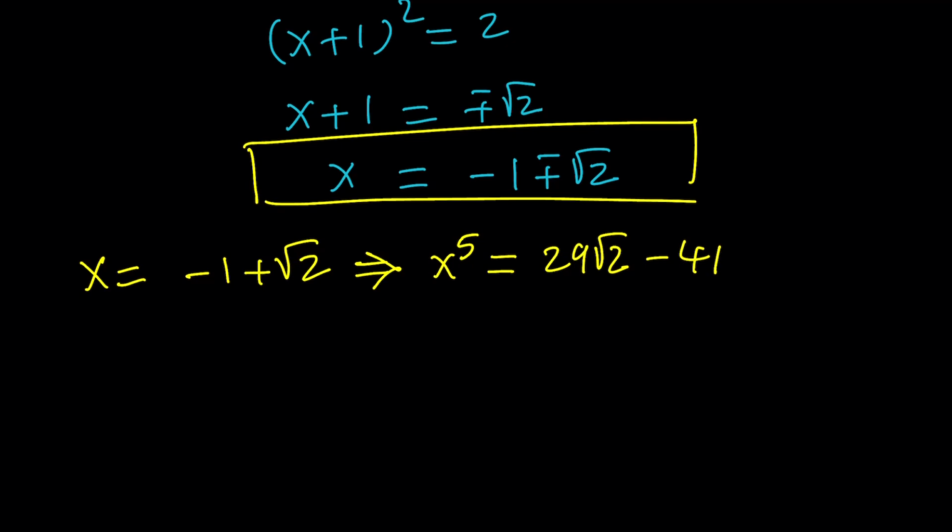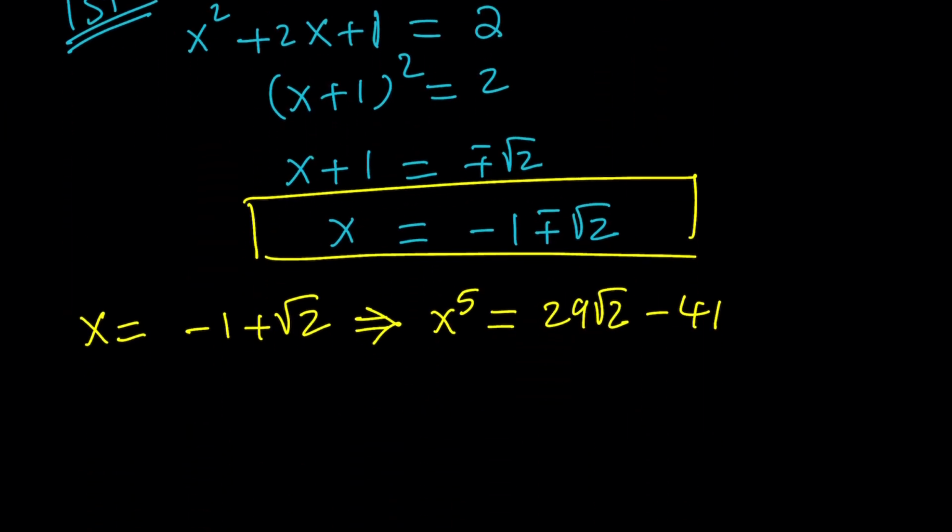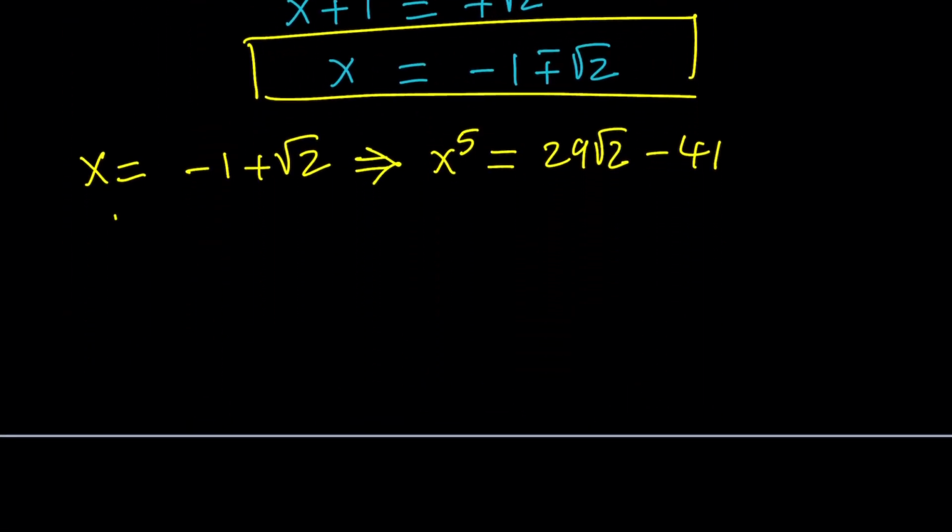Obviously, when you get an expression like a root 2 plus minus b, and when you raise it to any power, you're going to get a number of the same form. And those numbers make up an interesting structure in algebra, but that's a different story. Anyway, this is x to the 5th power, but I do need x to the 5th minus 1 over x to the 5th. So I also need the reciprocal of this, but that's kind of easy because the reciprocal of a radical expression is basically the reciprocal of the conjugate. So this is going to be 1 over 29 root 2 minus 41.